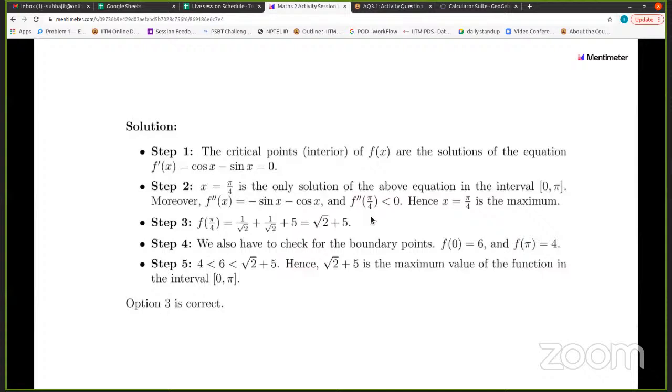Now for 0 and pi, you can check the values there. For pi by 4, as I have checked, the value is root 2 plus 5, for 0 it is 6, and for pi it is 4. So you can see that 4 is less than 6 and less than root 2 plus 5. So root 2 plus 5 will be the maximum value of the function in the interval 0 to pi. Here the local maxima is nothing but the global maxima. At the boundary we are not getting any global maxima or minima.